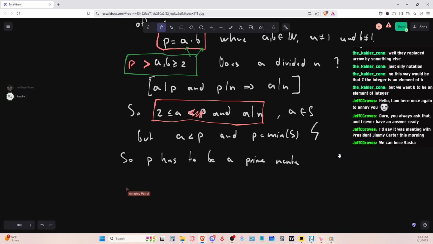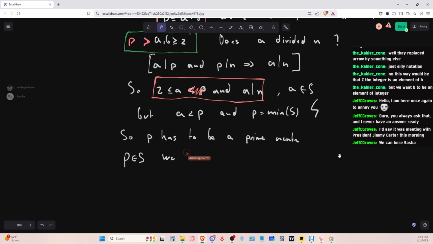And because P is part of S, and by definition the elements of S have to divide N, we have that P divides N. And we won. Okay.